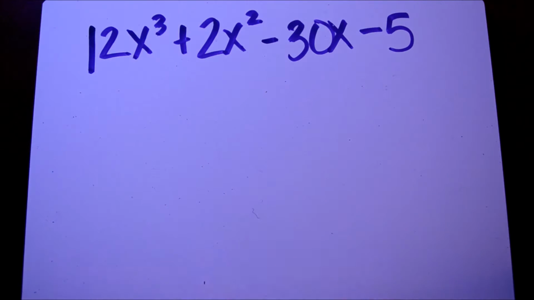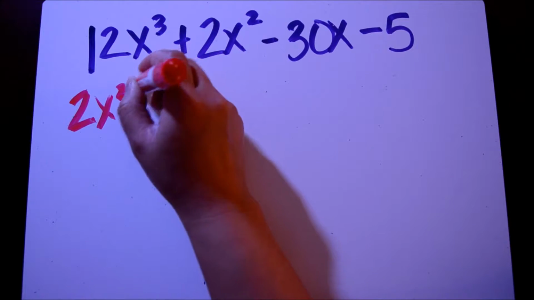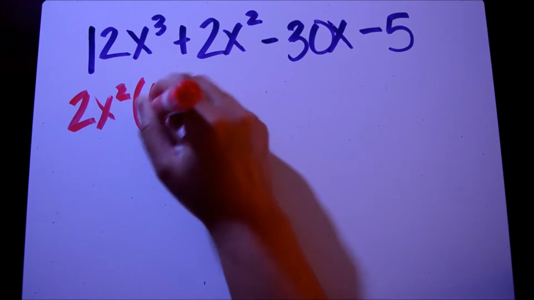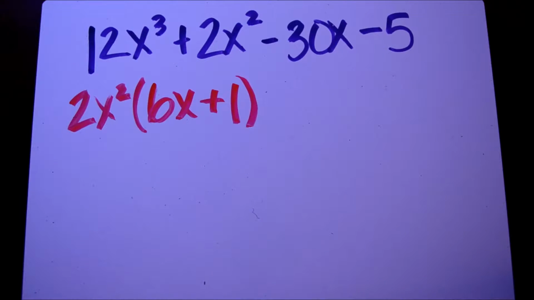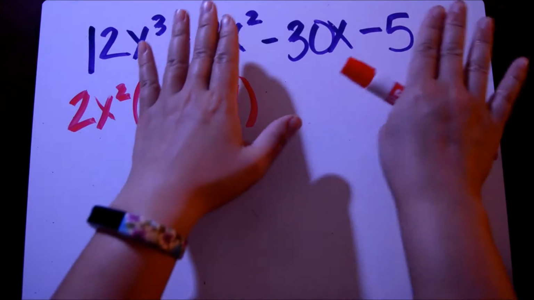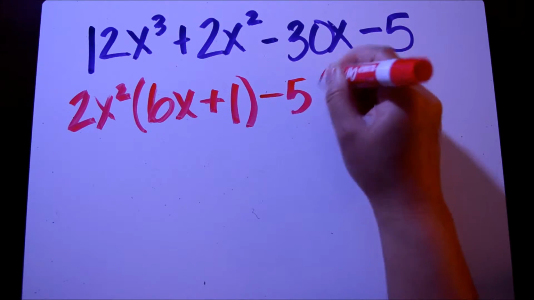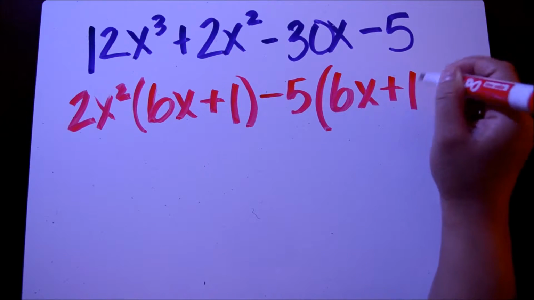So when we're looking at the first two terms, the greatest common factor is 2x squared, and we're going to factor that out. We're left with 6x plus 1. And then we're going to look at our last two terms. And again, we're going to factor out the greatest common factor, which is -5. And we're left with 6x plus 1.